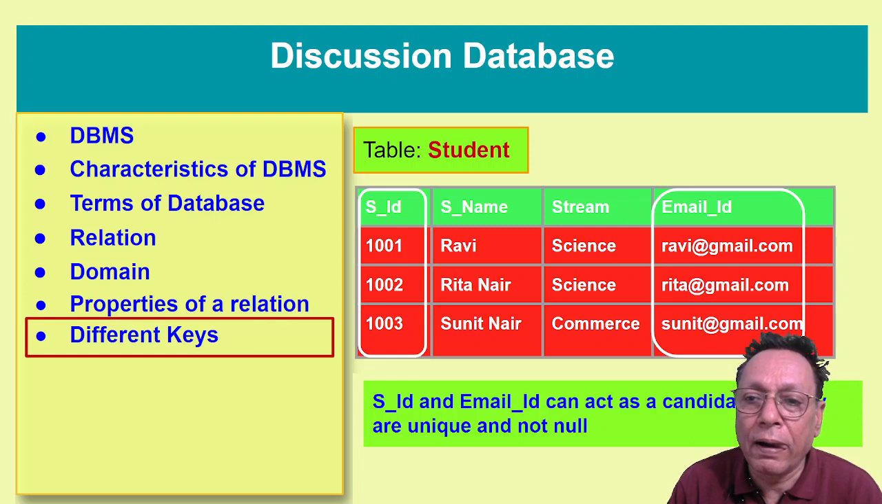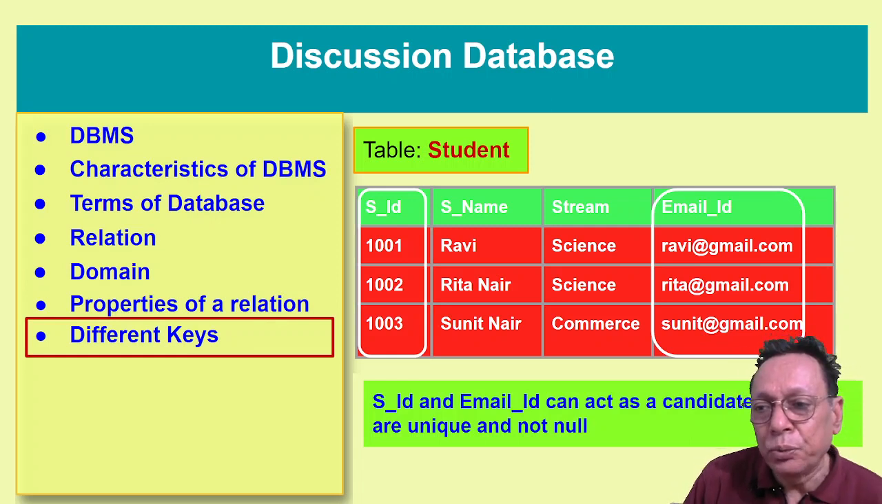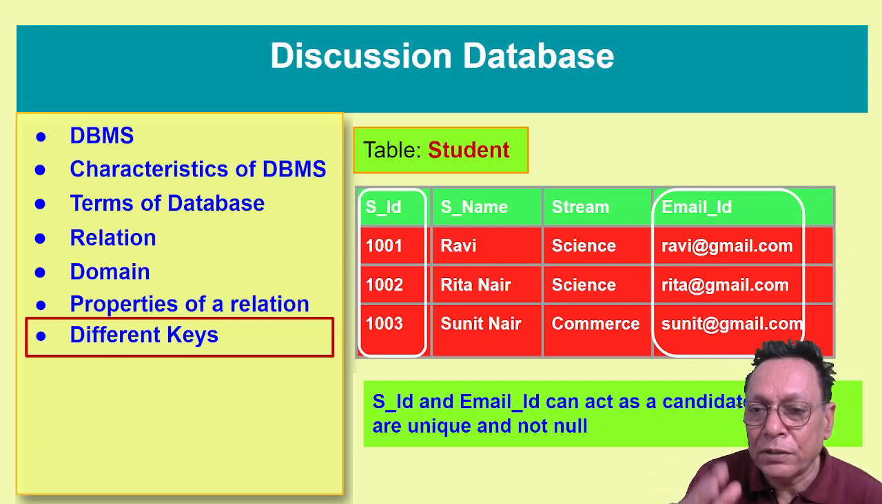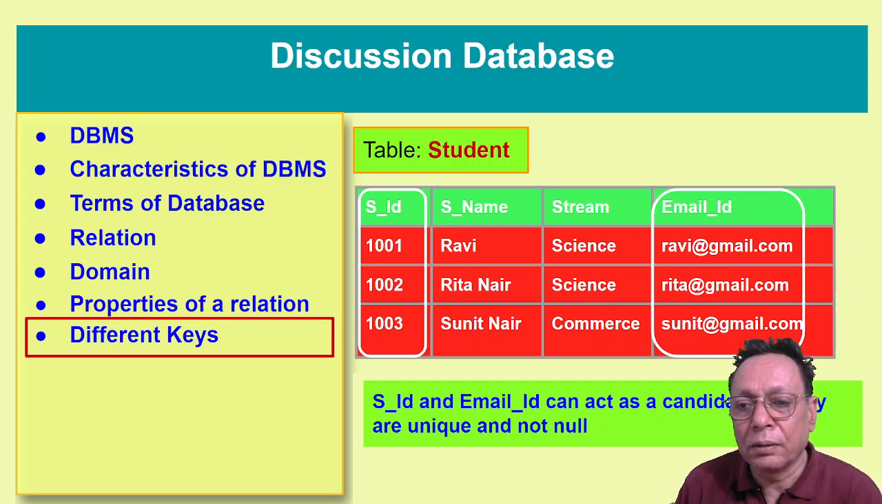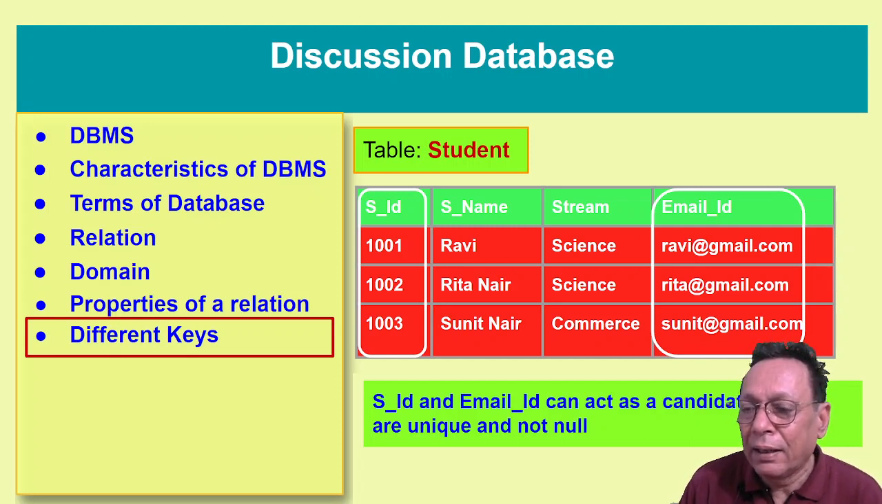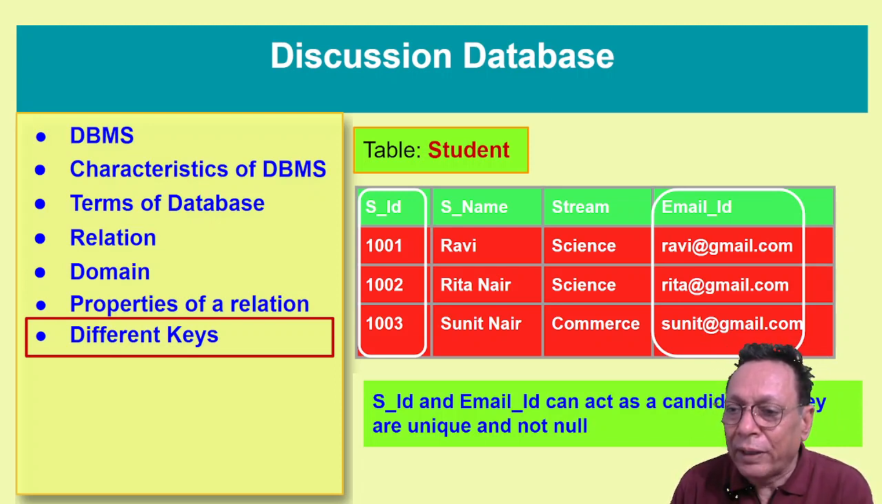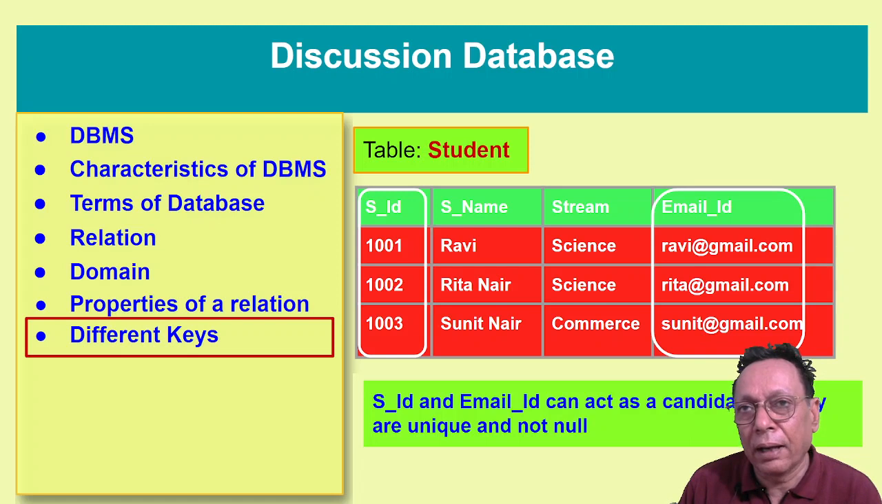For example, if we see the table, in this table we see two columns which possess unique values. Like SID. This column has unique values: 1001, 1002, 1003. These values are unique because they are not redundant. And the fourth column, that is the email ID, will also be termed a candidate key because here also all the values are unique. So these two columns are termed candidate keys. SID and email ID can act as candidate keys as they are unique and not null. Hope you understood the concept of candidate keys.